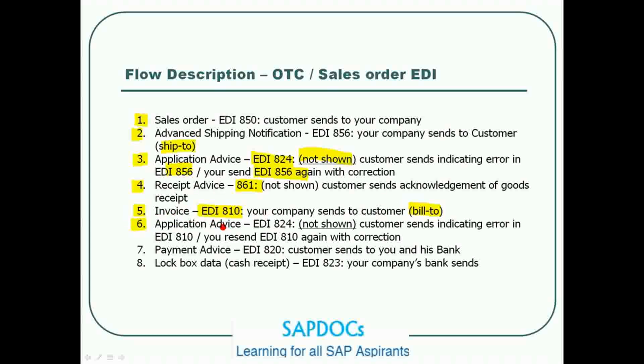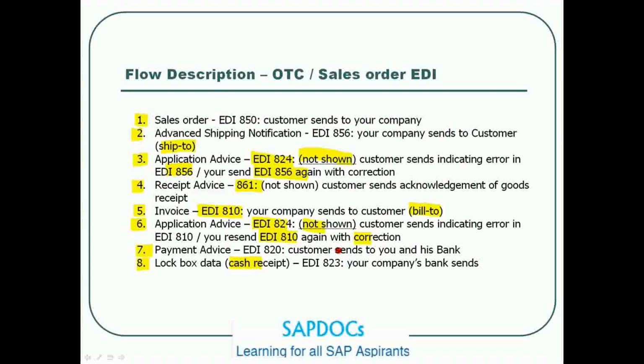Number 6 again is the application advice, which is 824, and it's not shown in the flow as well. The customer sends it indicating an error in the 810 that you sent, and you may have to resend it after correcting the error in the document. Number 7, 820, the customer sends to you and his bank. Number 8 is the cash receipt, which is the EDI 823, your company's bank sends, and you update your GL.